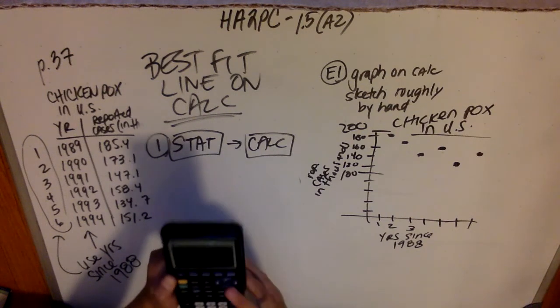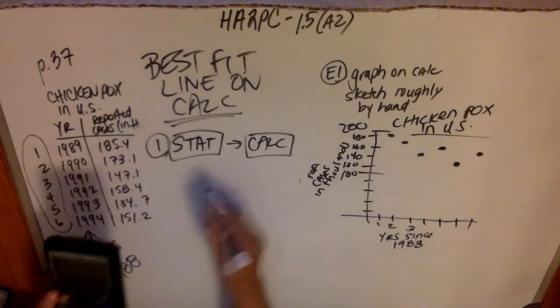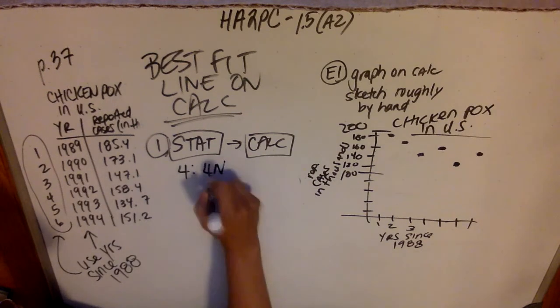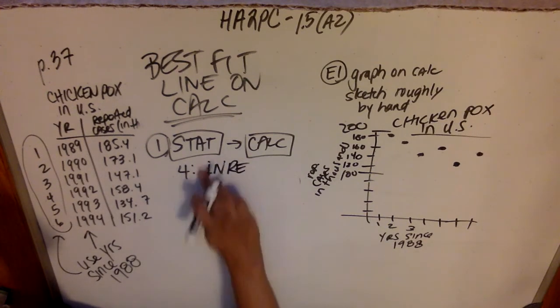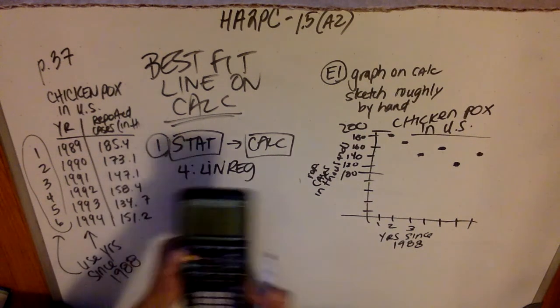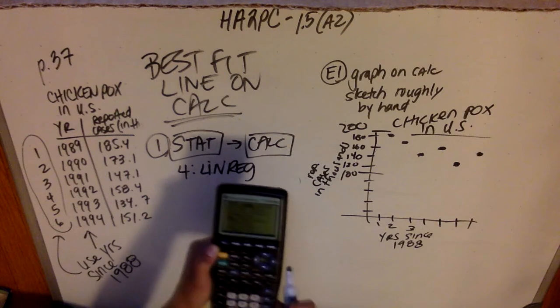Stat, calc, okay. When I get to calc, I'm then going to look for linear regression, which is 4. So 4 is lin reg. 4 is lin reg, okay. So I'm going to go down to linear regression, which says ax plus b. That's like mx plus b, right?